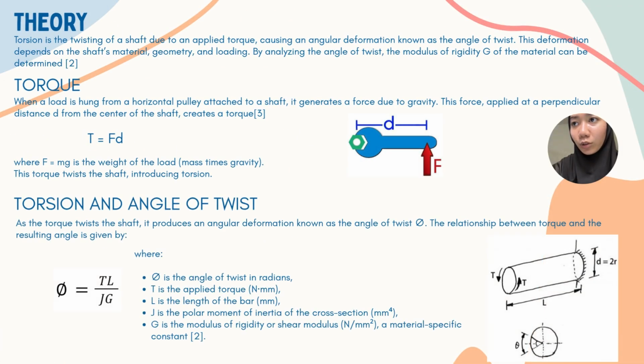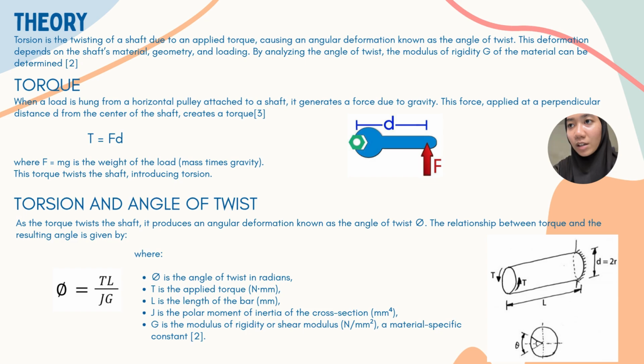For theory, torsion is the twisting of a shaft due to an applied torque. This torque causes an angular deformation called the angle of twist. The amount of twist depends on the shaft material, geometry, and the load applied. Torque: when a load is applied to a pulley system attached to a shaft, a force due to gravity acts on the shaft. This force, applied at a perpendicular distance from the shaft center, creates a torque given by the equation T equals F d, where F equals m g is the weight of the load, and d is the distance from the axis of the shaft. This torque introduces torsion in the shaft.